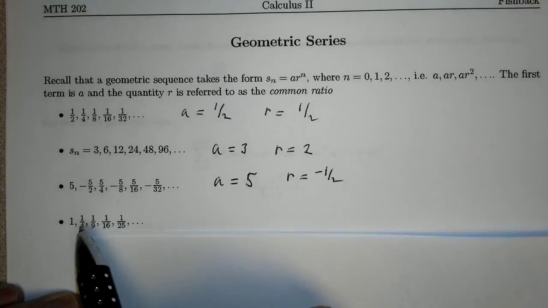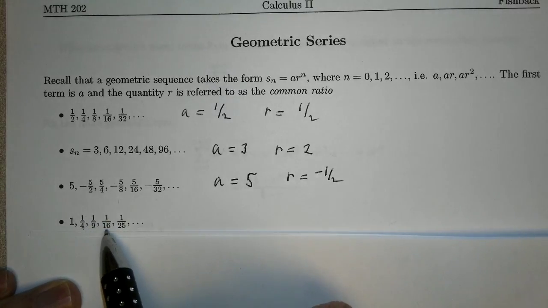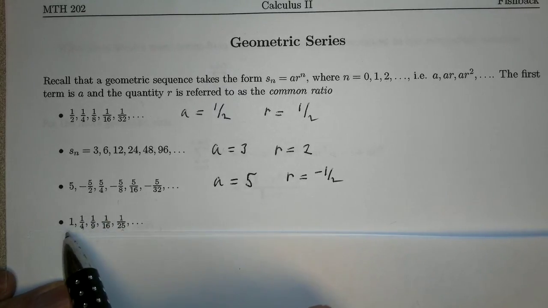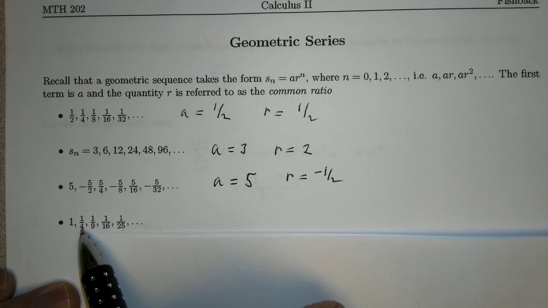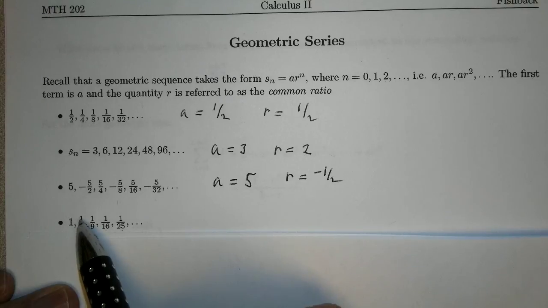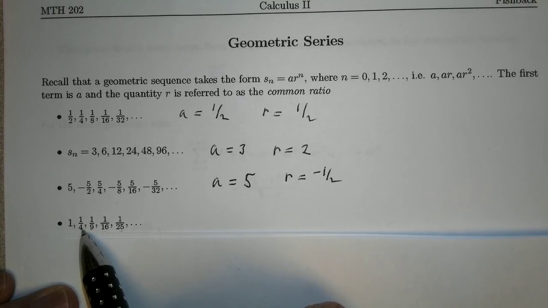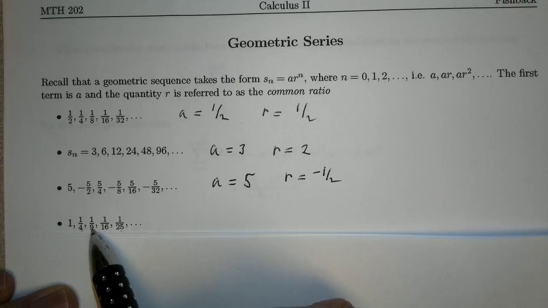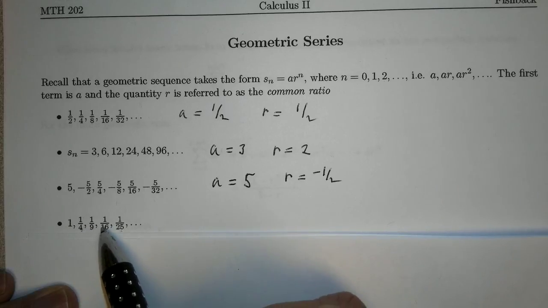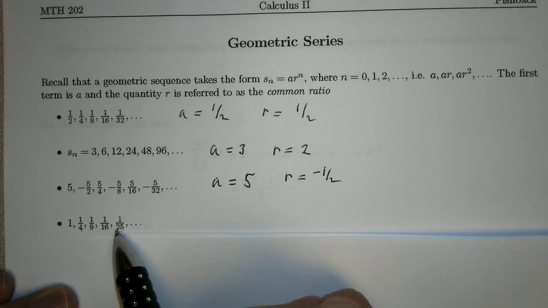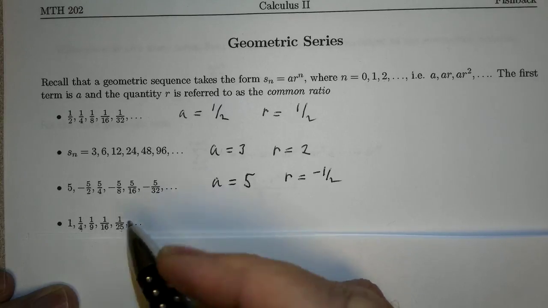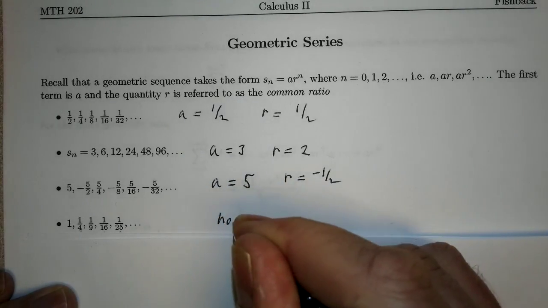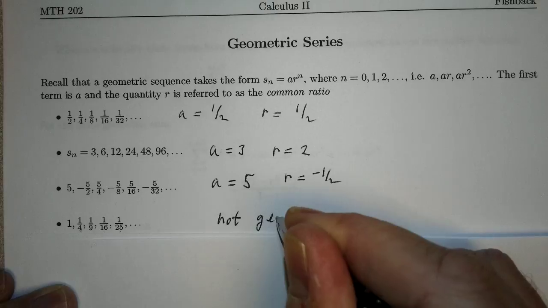Another example, 1, 1/4, 1/9, 1/16, so on and so forth. Now I multiply 1 by 1/4 to get 1/4. If this is a geometric sequence, I would need to multiply 1/4 by 1/4 again to get the next term, but the next term is 1/9. Again, we always need to be multiplying by the same quantity, the common ratio, to get from one term to the next. So this is not geometric.